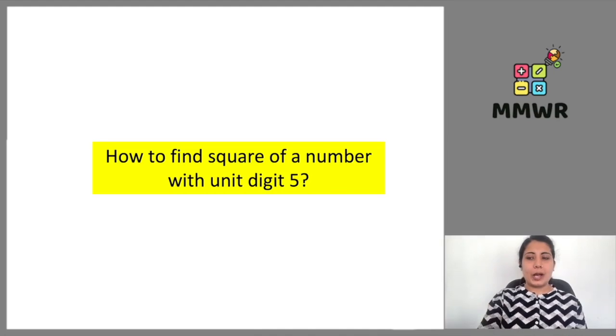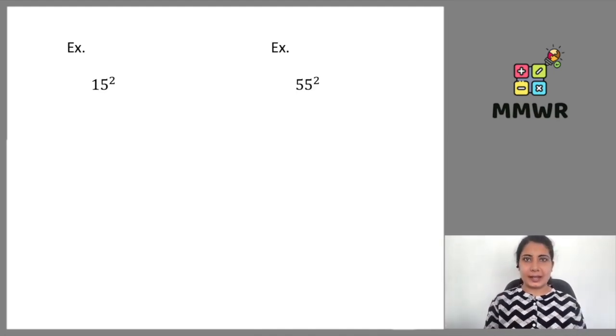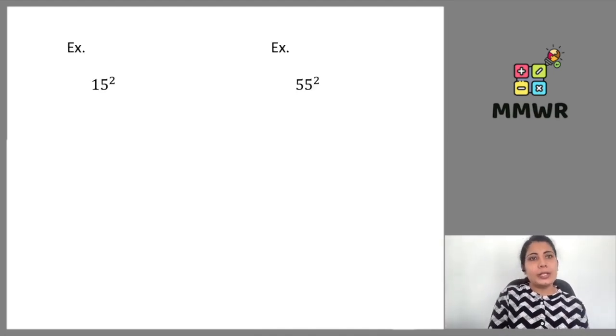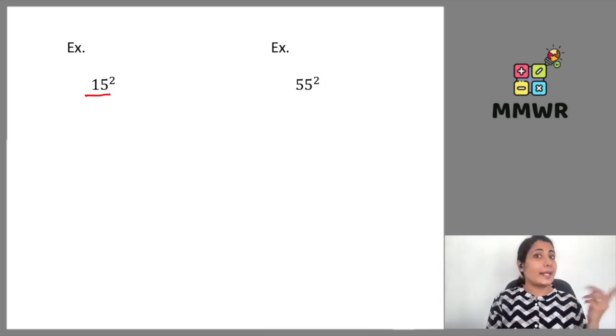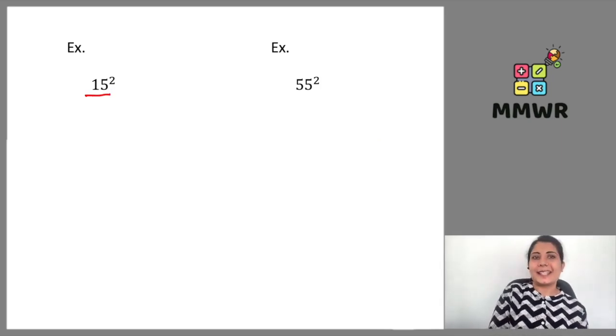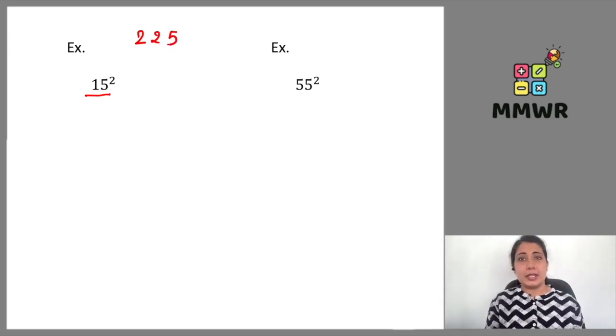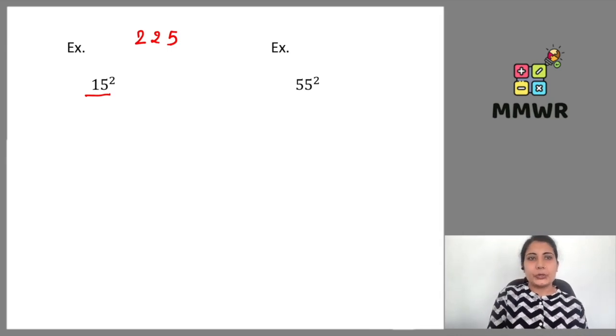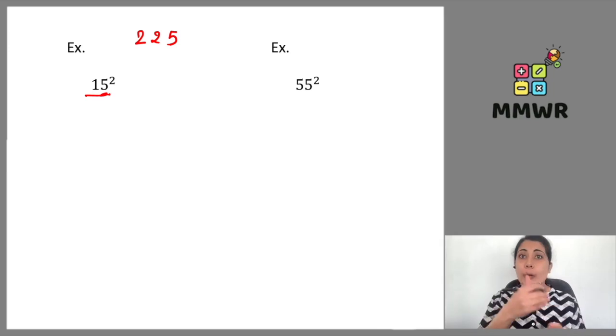Okay. So how are we going to find it? Let's get started. As we already know, the square of 15. What is the square of 15? Yes, the square of 15 is 225. So there is a shortcut trick to find the square only for a number which ends with 5. So here we have 5 at the unit place. That's the basic common thing in all the numbers.